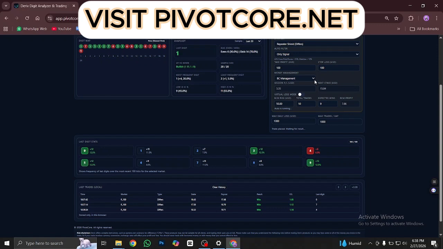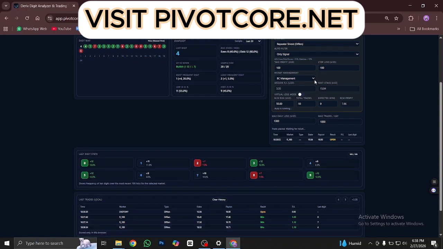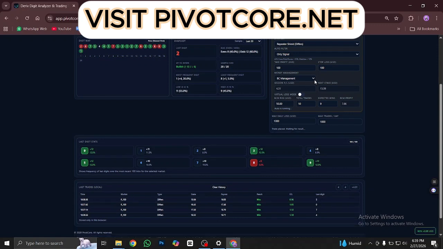As we move through our 10 trades, look at the consistency of the results. Trade after trade, we are hitting our target. This isn't luck, it's the result of using a proven algorithm on a reliable platform. We are already approaching our 9-win goal. This is the beauty of the differs strategy when paired with PivotCore.net. It allows you to build your balance steadily and safely.